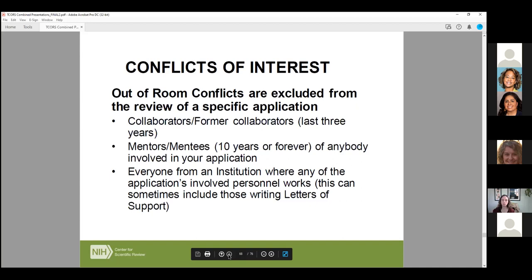So keep that in mind when thinking about the expertise on these panels. It gets complicated when you're trying to get all the people who don't already have conflicts.